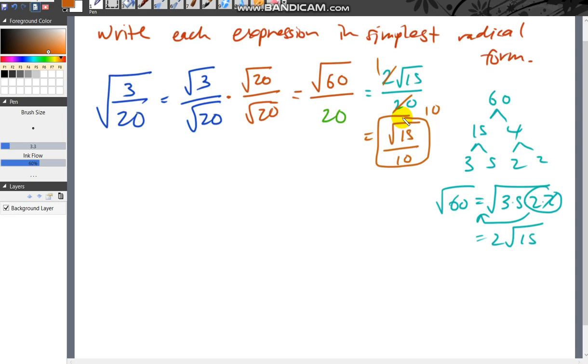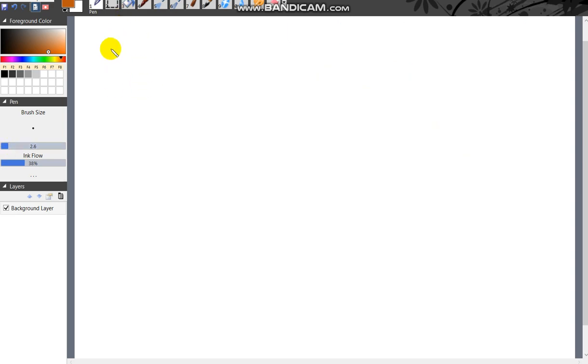Okay, I'm going to show you a different example. Okay, so let's say I gave you something like this. I'm going to go ahead and clear the screen actually. So all the questions are asking the same thing. Square root of 8 divided by 15. Generally what we want to do is write this as square root of 8 divided by square root of 15.